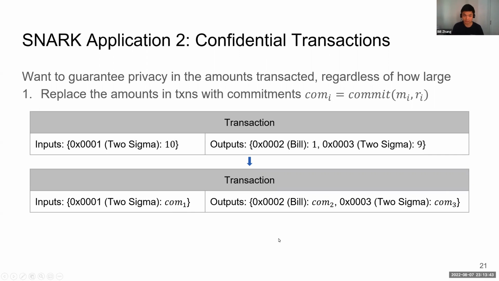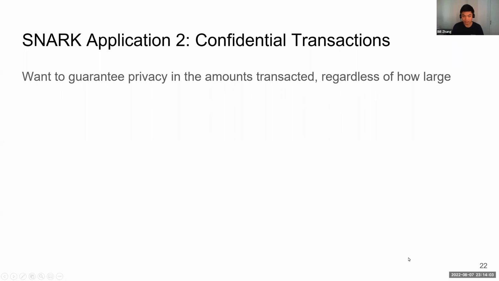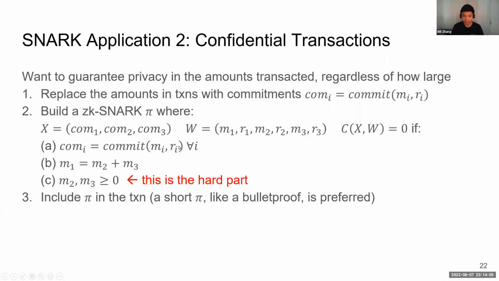This is another application of SNARKs because in this case, we could just create cryptographic commitments, but the big question is how can a miner on the blockchain check that this transaction is valid, check that the inputs, which is the 10 here, sum up to the outputs, the 9 plus the 1, if they do not actually get to see the numbers 10, 9, and 1. We talked about how zk-SNARKs are able to help because we can build a proof which shows that these properties are all satisfied. Then when we submit the proof with the transaction, the miner can verify the proof without ever knowing any of the numbers involved.